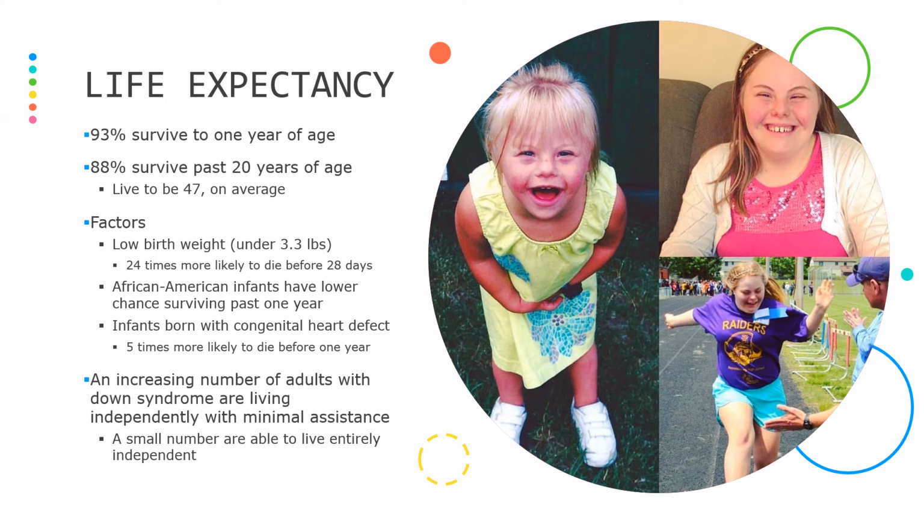Life expectancy of Down syndrome. 93% of children born with Down syndrome survive to be 1 year of age. 88% survive past 20 years of age, living on to be, on average, 47 years of age.